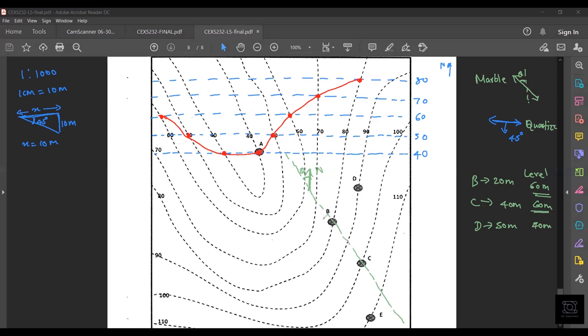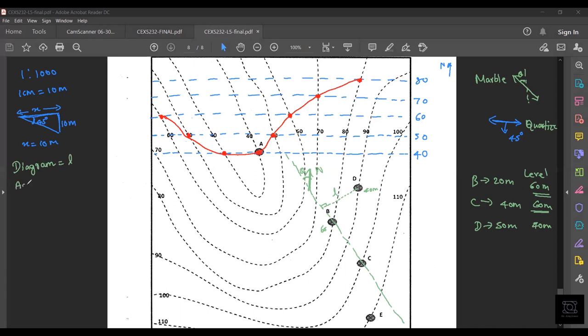At point C, you know the rock level is at 60 meter, the level for the marble rock. At point D, the level is at 40 meter. So here we have to draw a perpendicular line from D to the strike. Let's say this length is L in the diagram. So I am writing it here towards the right. In the diagram, it is L.